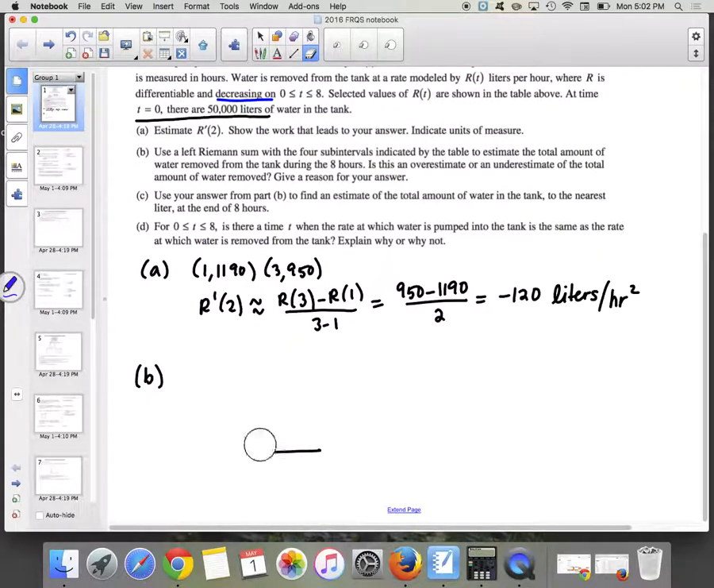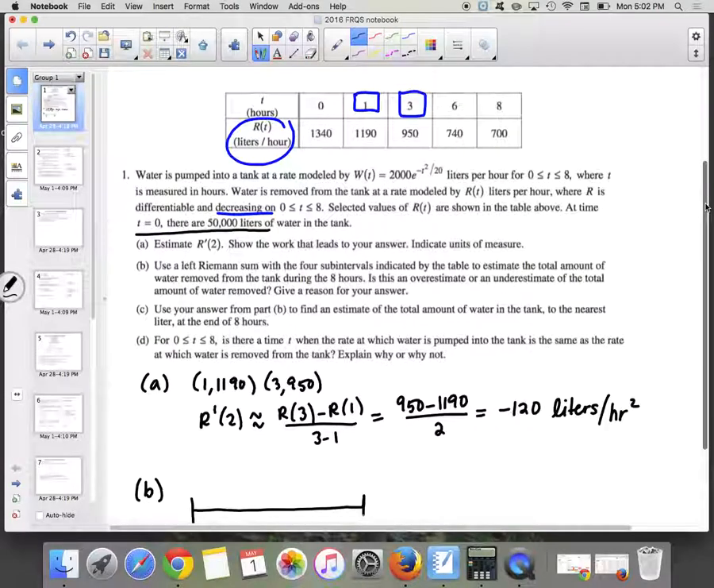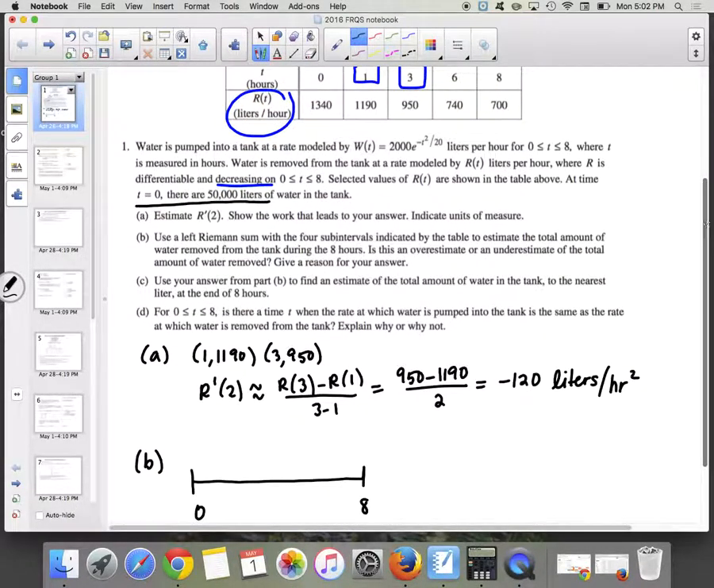Personally, I don't draw a graph at all, but I do know that I'm on the interval for the first 8 hours, 0 to 8, and I have certain time amounts given to me: 1, 3, 6, and 8. So I typically draw something like this, and then I write their heights above it. R of t at time 0 is 1340. I have 1190, 950, 740, and 700.